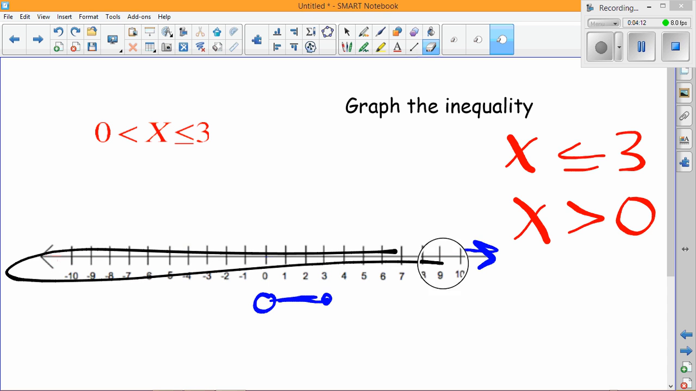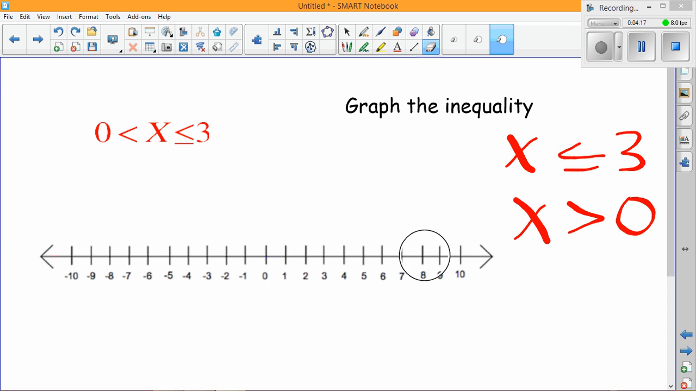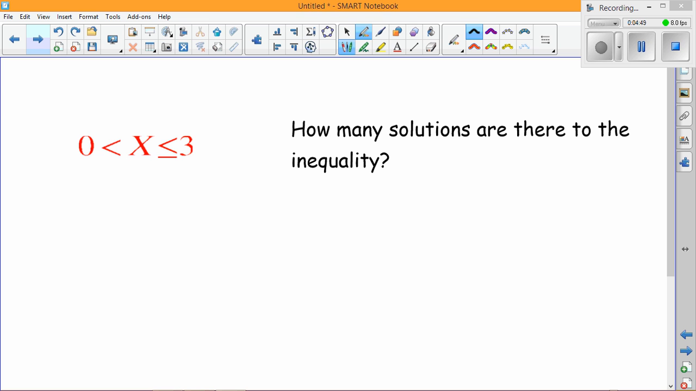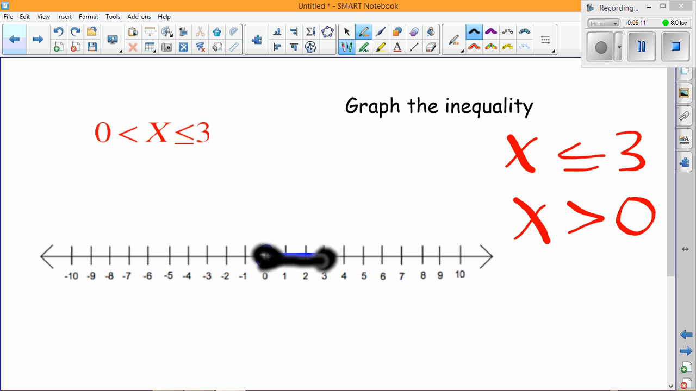So let me look at that solution. That solution is that x is between 0 and 3. It cannot be 0, but it can be 3. Now it asks, how many solutions are there to this inequality? Well, I could pick 1. 1 is bigger than 0 and less than 3. But I could also pick 1.2765937. It's a number, it's on that number line, and it's within this boundary. In fact, there are so many numbers in between those boundaries that we can say that the numbers are infinite.